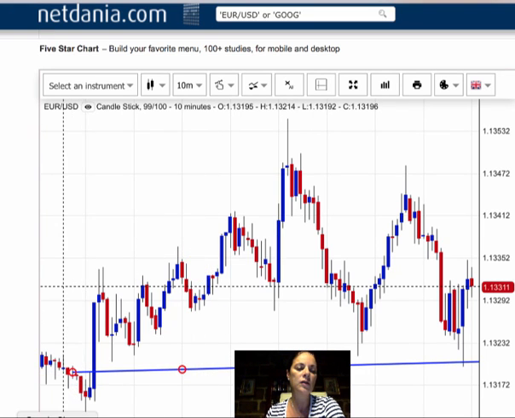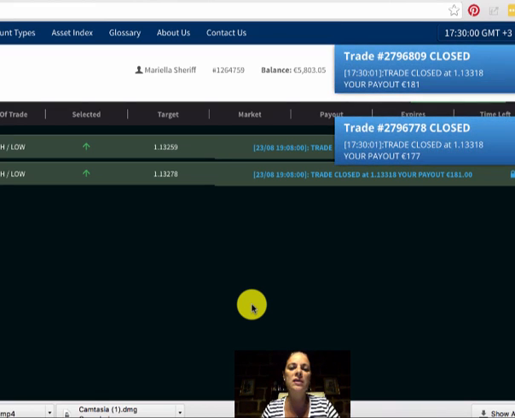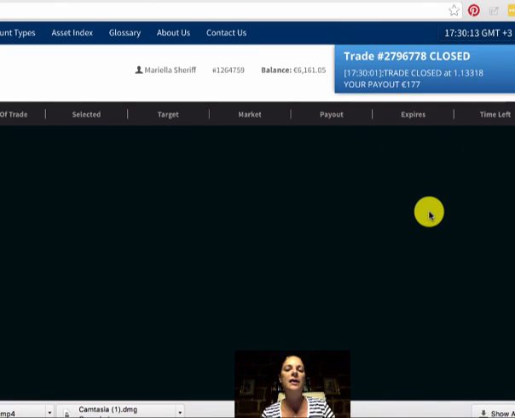Let's go back and look at our positions as they expire within the next couple of seconds. As you can see, we're just a few seconds in. Both trades have been won. They are closed with a payout of 181, so 81% and 77%. The difference in the payout is only because we took them at different time during the session of trading.